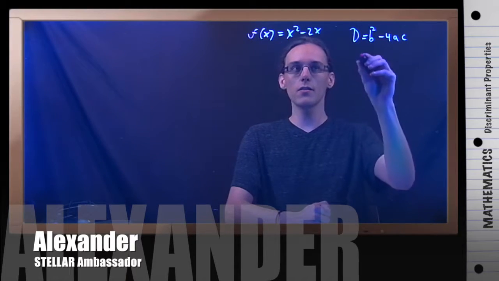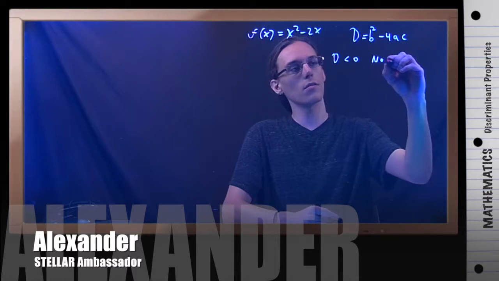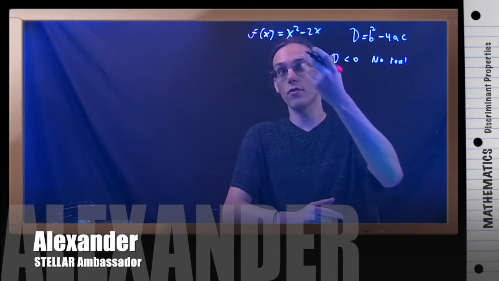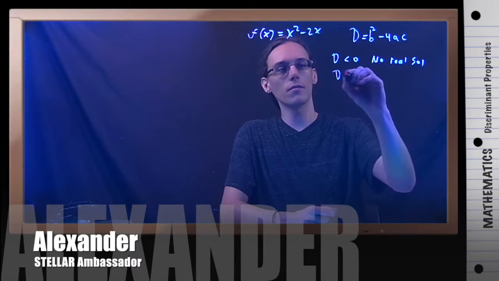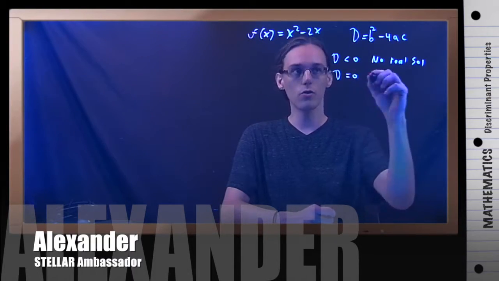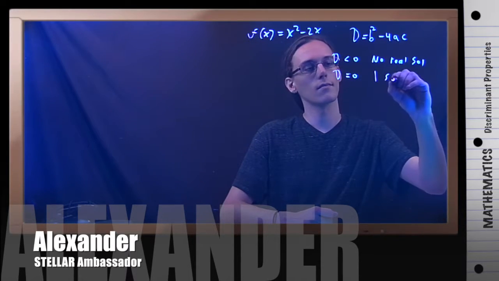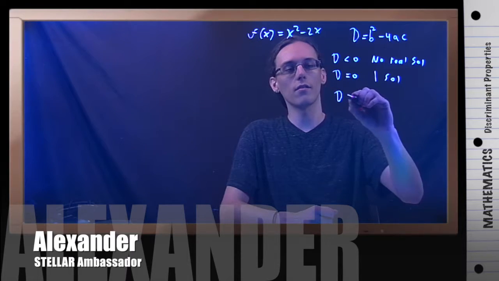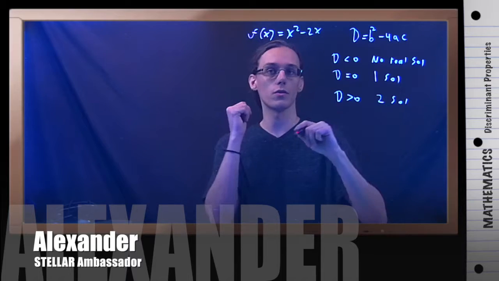And if it's less than 0, that means you're going to have no real solutions as far as the function equaling 0. If it equals 0, then you're going to have one solution for this function equaling 0. And if it's greater than 0, you're going to have two solutions, two places at which this function equals 0.